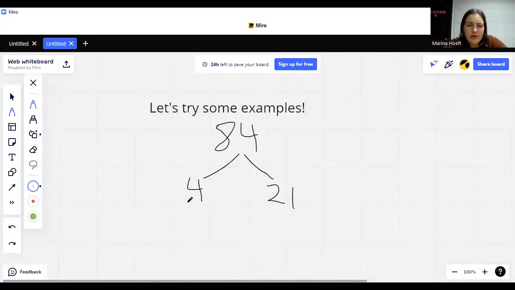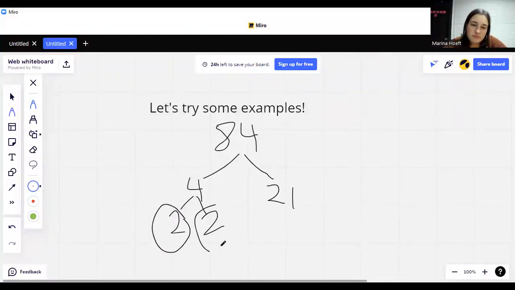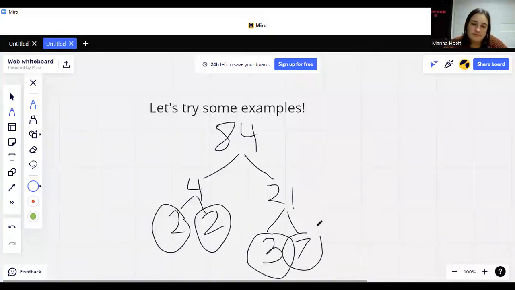So, what can 4 be broken down into? Like we did last time, 4 can be broken down into 2 times 2. Are 2's prime numbers? Indeed they are. So we can circle those and show that we're done. Is 21 a prime number though? I don't think so. If we remember our multiplication facts, 21 can be broken down into 3 and 7. Now both of those are prime numbers, so we can circle those and call them good.